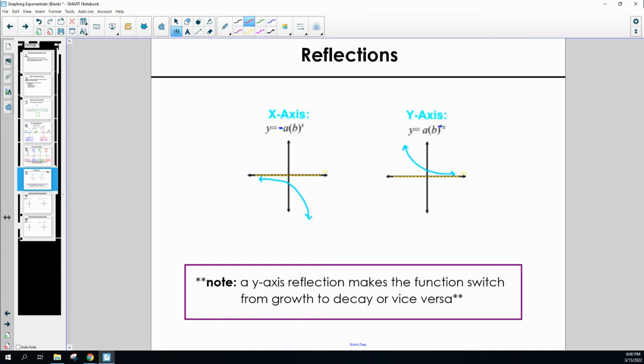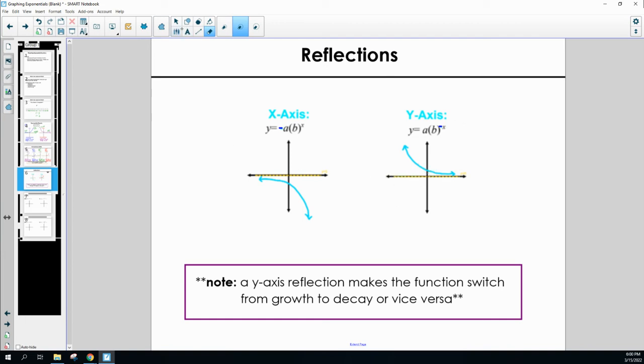So if there's a negative in the exponent, meaning that the x is a negative value, that is a reflection over the y-axis. Now the original function here was a growth function. It was this red function. If we reflect this over the y-axis, we end up getting the blue function, which looks like an exponential decay. So when we are reflecting over the y-axis, what our graph is supposed to look like will switch to the opposite. And that's what I have in this note down here. So a y-axis reflection makes the function switch from a growth to a decay or vice versa.